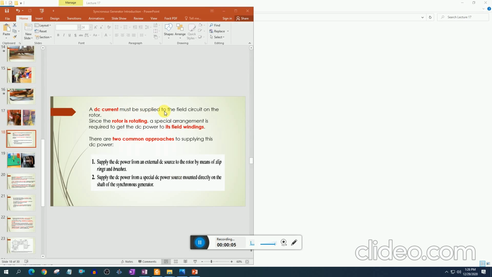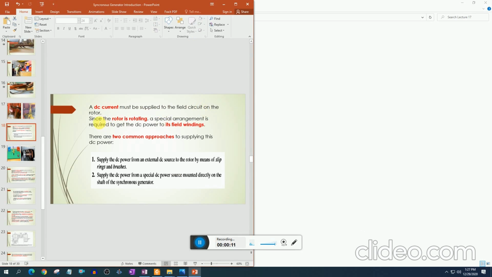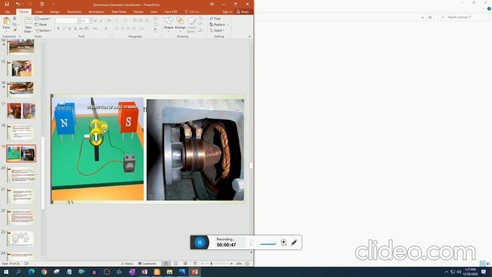A DC current must be supplied to the field circuit on the rotor. Since the rotor is rotating, a special arrangement is required to get the DC power to its field winding. So for this arrangement there are two common approaches. One approach, I think you already know, we studied in the induction motor also: supply the DC power from an external DC source to the rotor by means of slip rings and brushes. Another approach is to supply DC power from a special DC power source mounted directly on the shaft of the synchronous generator.